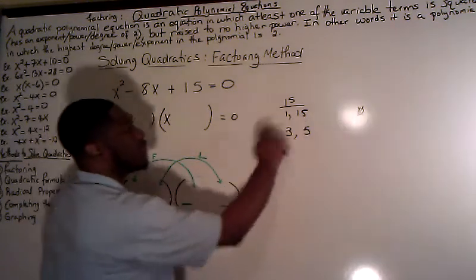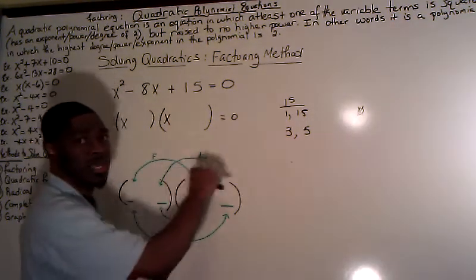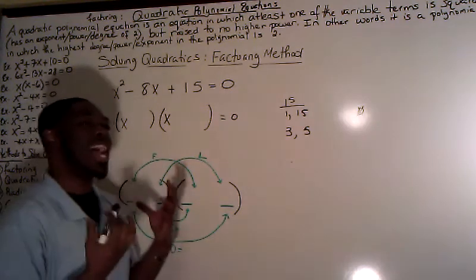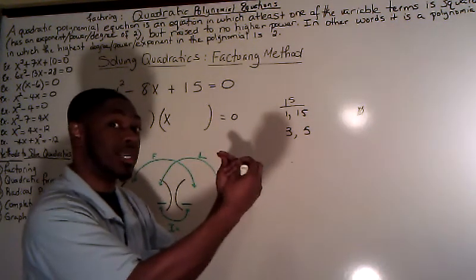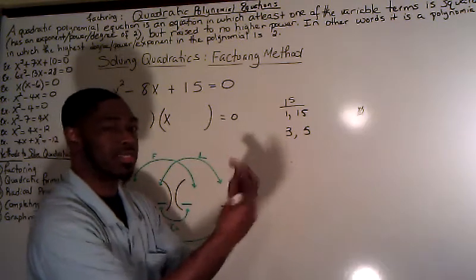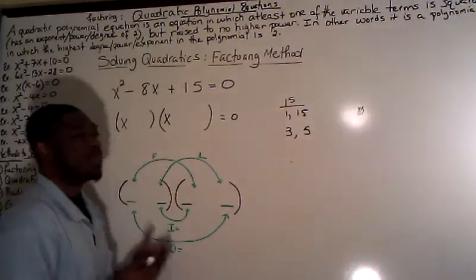What are two factors of 15? These are the only factor pairings here. What are two factors of 15 when you add them? Or think of add as placing the same signs in front of them. Think of subtract as placing opposite signs in front of them. Such that when you add them, you get 8.